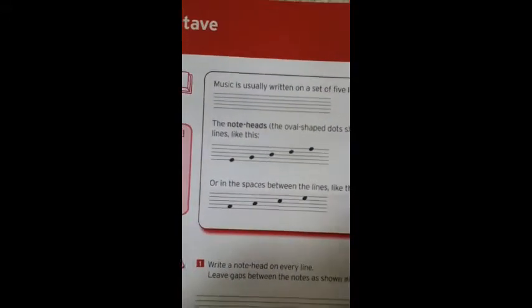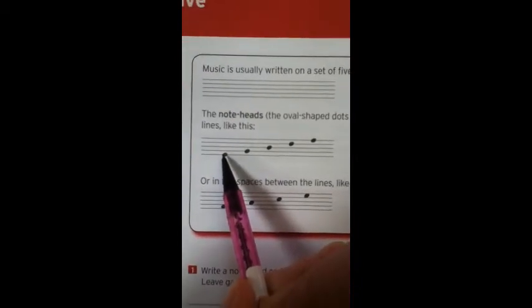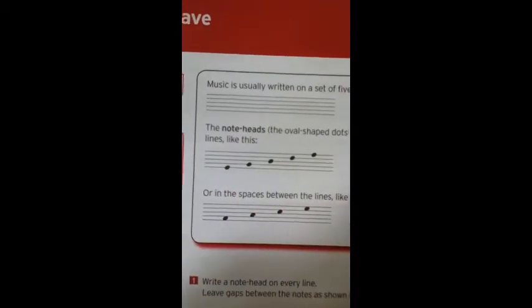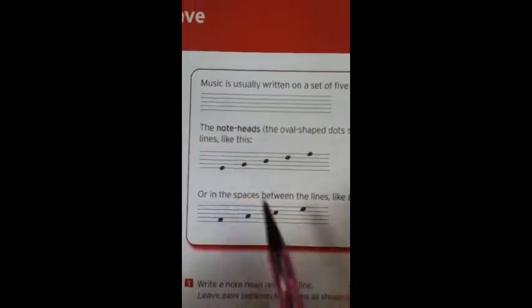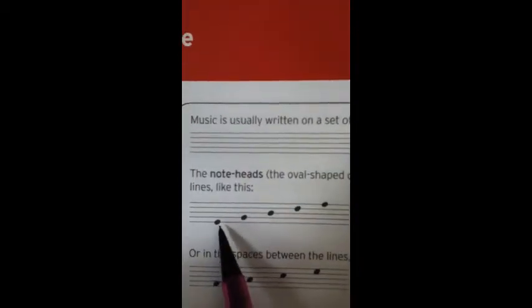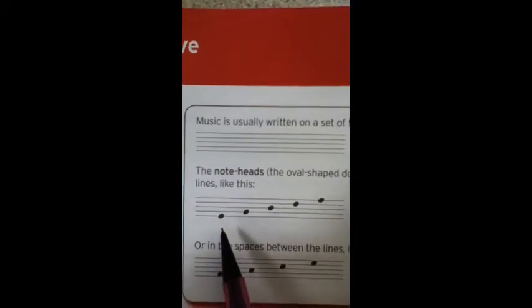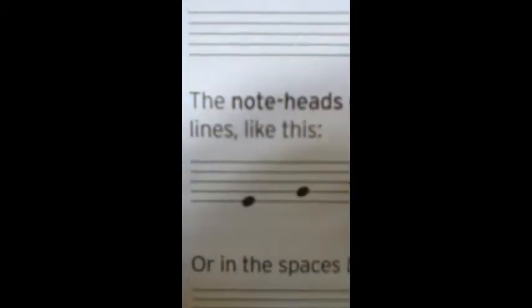The note heads are little oval, sort of egg-like shapes. They can be coloured in, they can be empty, but they need to be slightly oval, and they can be put either on the lines. Now this is on the line, and it can be a little bit confusing because on the line means with the line going through it. Let's zoom in on this one: the line is going through the note head. So that is on the line.